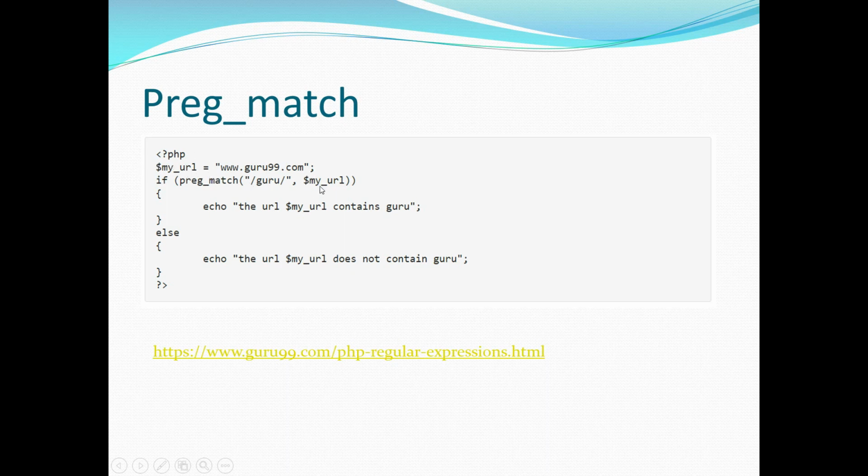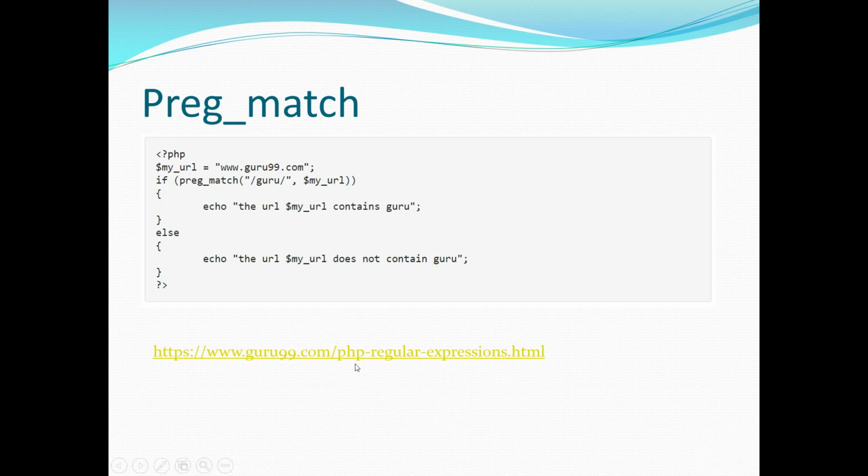Between the forward slashes we match the pattern, that is guru. If guru occurs inside this string, then show me that the URL contains guru; else the URL does not contain guru. What is the output of the file? The output is that my URL, www.guru99.com, contains guru. You can visit this to check more information about regular expressions.